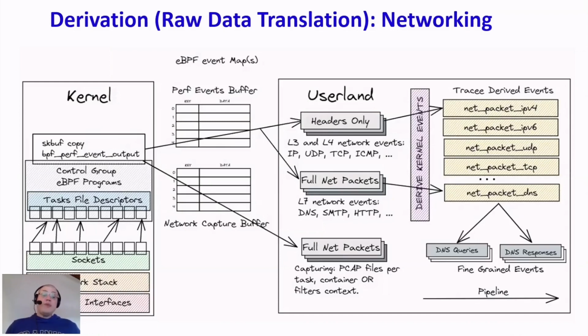There are two eBPF event channels. One is for events and patterns detections based on header information, and the other is for capturing the full packets if capturing feature is set. The network events are derived into specific network typed events to be sent down the pipe to the detection mechanism, which is what you can see in the rightmost part of the picture.